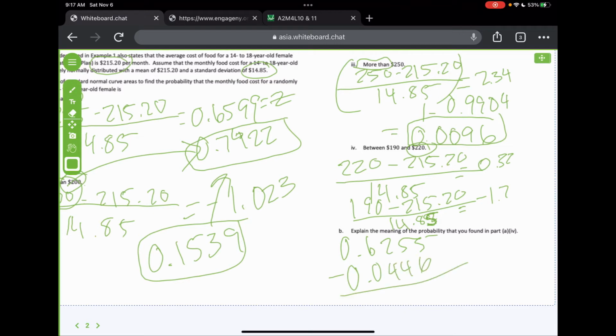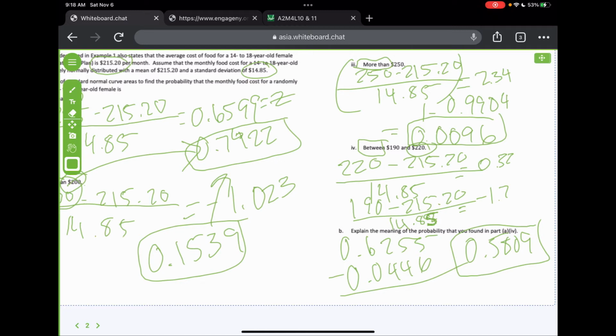0.446. So when we do that, we subtract, we get 0.5809. That's the probability. Now, we did -1 because we're looking in between two values. We're not just looking all the way to the right. Okay? We're finding values in between something. So you just subtract the two probabilities together.